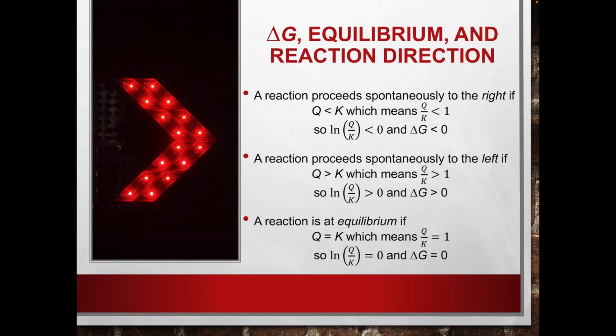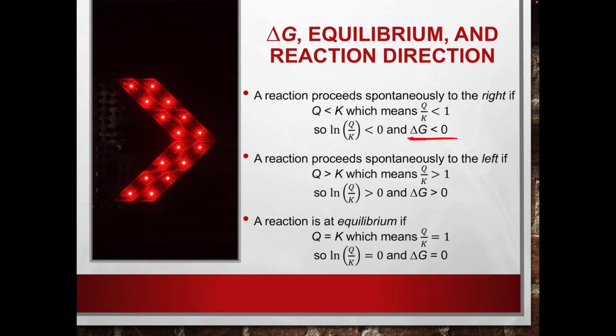So here it is kind of summarized. If we have a reaction that's proceeding spontaneously to the right, so it's going to make a lot of products, Q is going to be less than K, because that means we have too few products or too many reactants, so we need to go to the right. And if we calculate all that out, we're going to get that delta G is less than 0, so delta G will be negative, which is also telling us to go to the right. So you can look at either the relationship between Q and K, or the value for delta G.